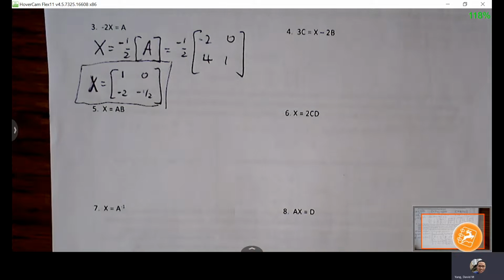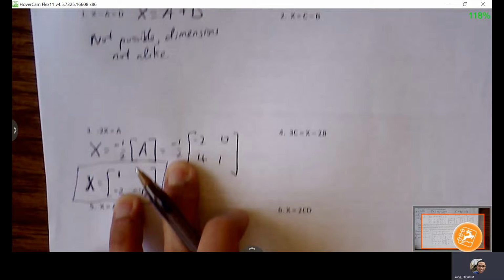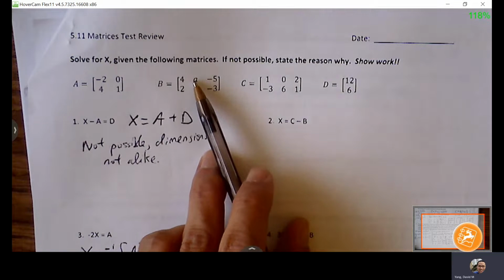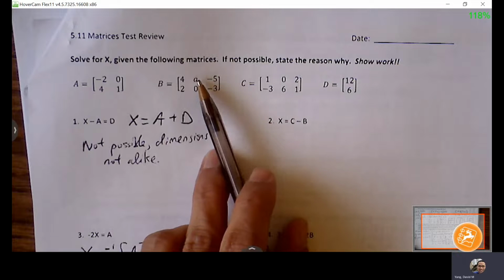Number 5, matrix X equals matrix A times matrix B. Let's look at their dimensions. Matrix A is 2 by 2. Matrix B is 2 by 3. Can the two matrices be multiplied together? Yes. Okay. Now, something a little bit strange here I want to point out. Matrix B has this A there. So you just basically have to hold on to that A.